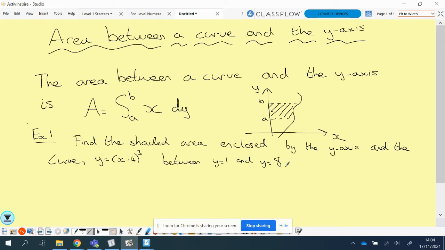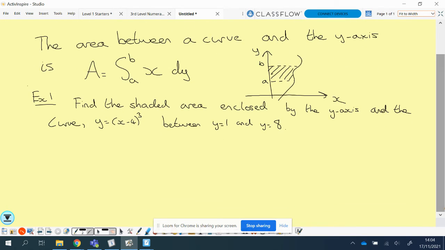So what the picture of this would look like, okay, it's very similar to the diagram I've actually got above. That would actually be a curve that goes something like that. 8 would be there, 1 would be there. And I'm working out that shaded region there. Okay, so that's what I'm doing.